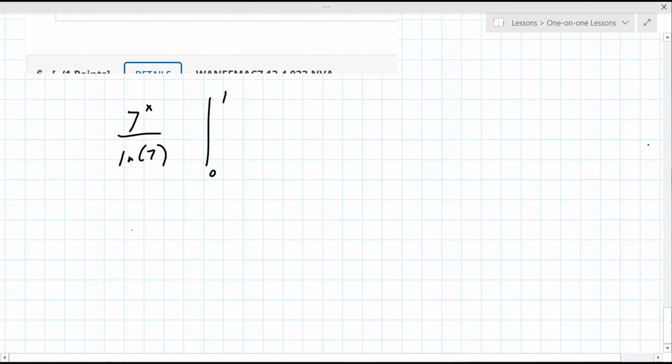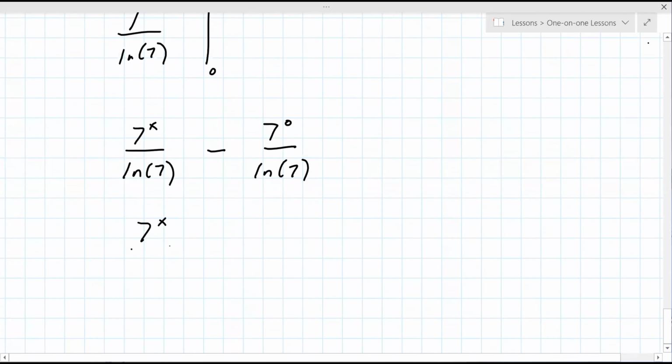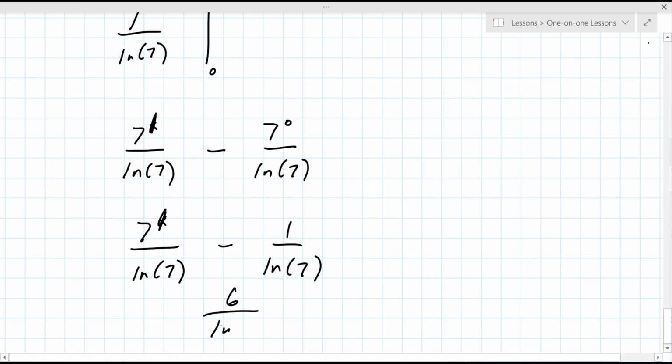So that's 7 to the x over natural log of 7 minus 7 to the 0 over natural log of 7. 7 to the 0 is 1. So we can write this as 7 to the x over natural log of 7 minus 1 over natural log of 7. And can you put 1 in for the first one? Yeah, I'm sorry. That was really silly. It's supposed to be 7. And then these actually combine. So it's actually just 6 over natural log of 7.